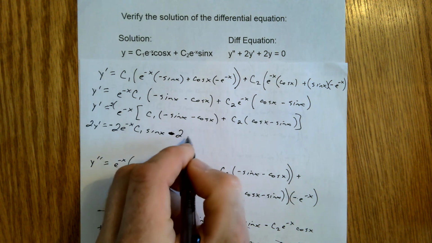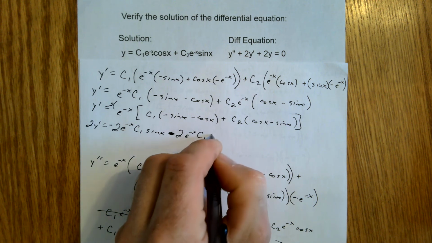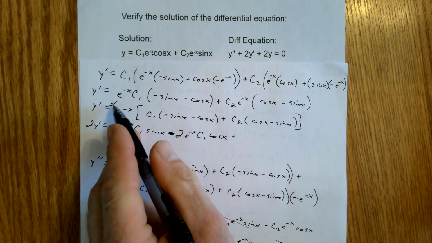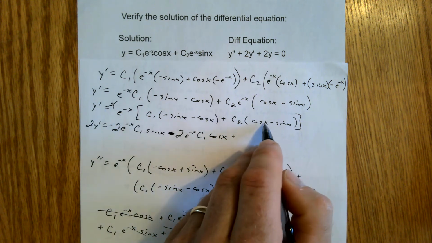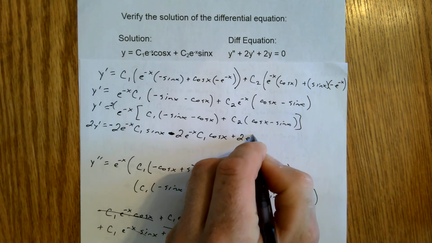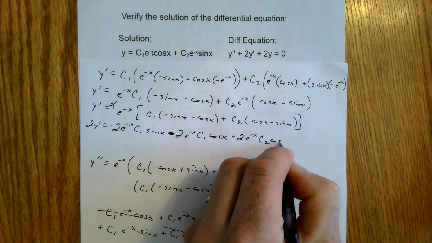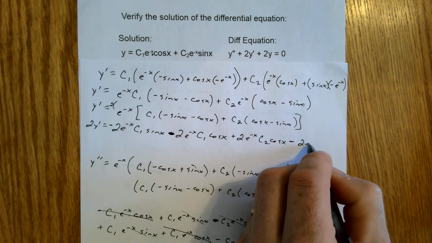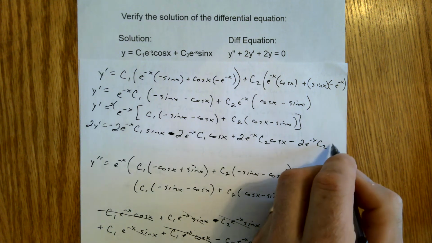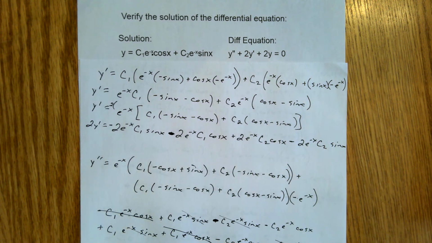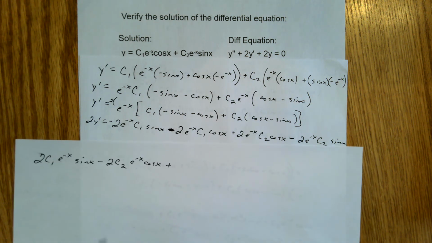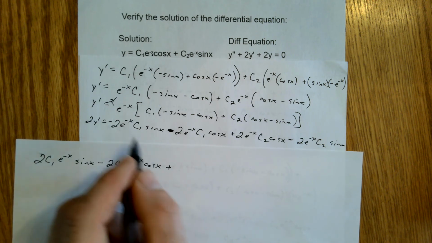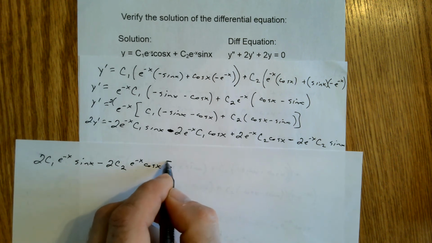So we get 2 e to the negative x c sub 1 cosine of x. To that we're going to add 2 e to the negative x times c sub 2 cosine of x. So we have 2 e to the negative x c sub 2 cosine of x. And then minus a 2 e to the negative x c sub 2 sine of x. So I'm going to go ahead and bring that up. Notice I got my paper very long because I see this is going to be a very long problem. So let's see, that changes that to a minus sign.